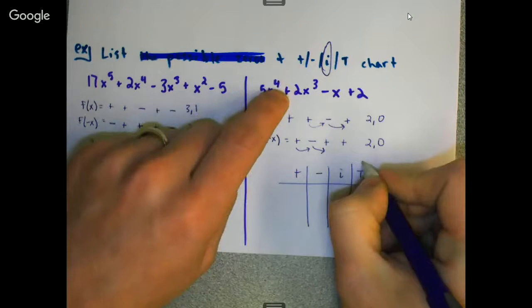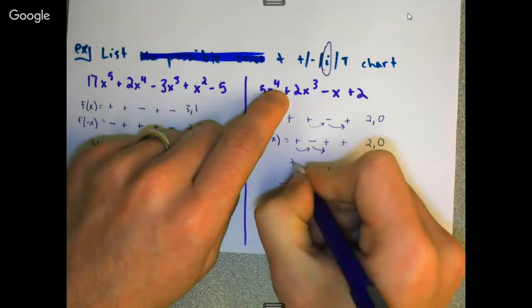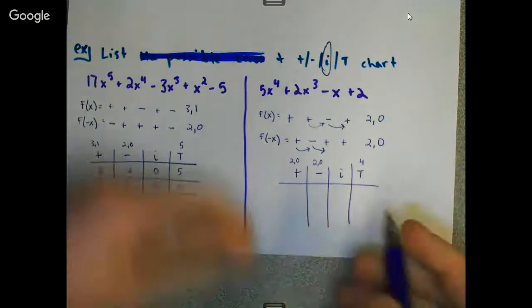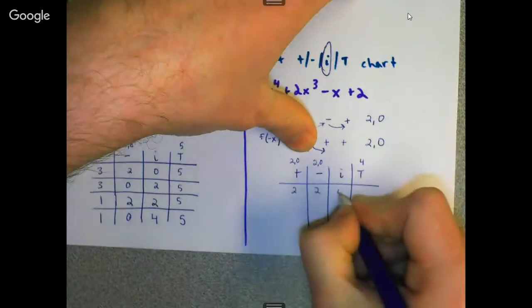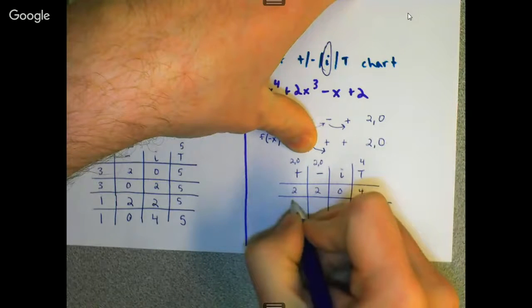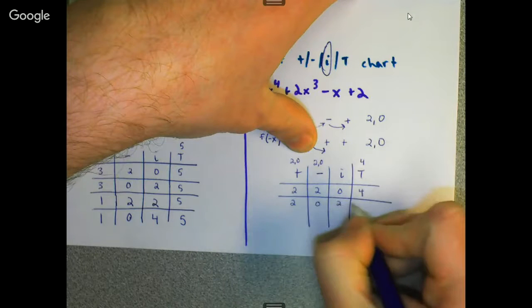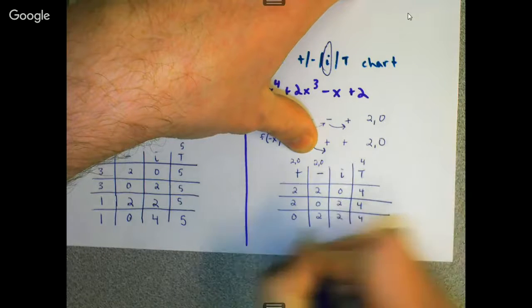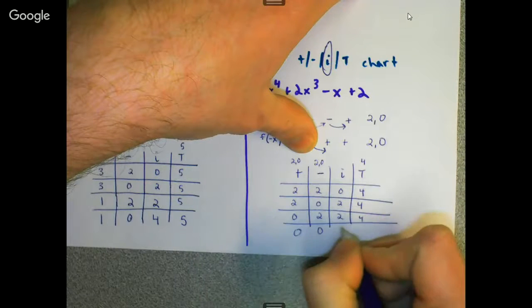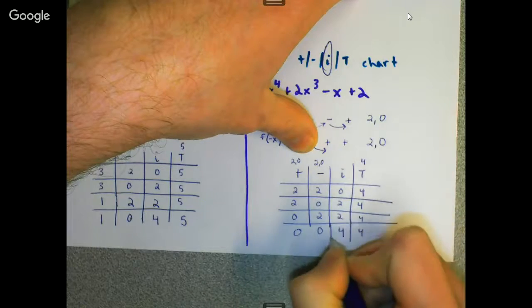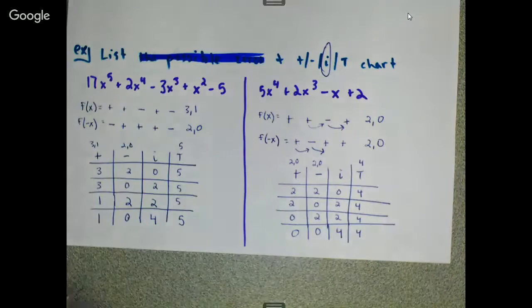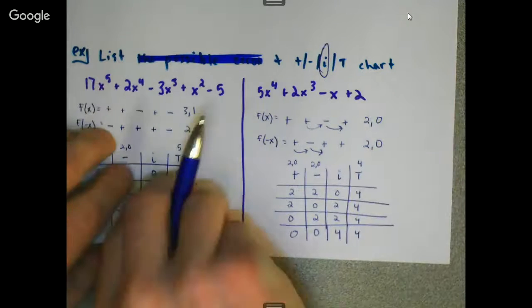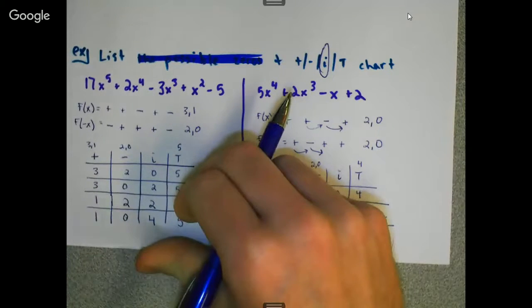Total of 4 here, so we'll put a little 4 up there. 2 or 0 there, and 2 or 0 there. I just get those numbers from over here. So I could have 2, 2, 0, 4. I could have 2, 0, have to have 2 there for a total of 4. I could have 0, 2, 2, 4. And I could have 0, 0, all 4 imaginary for a total of 4. Super important. It tells me how many positive, negative, and imaginary zeros I'm looking for.